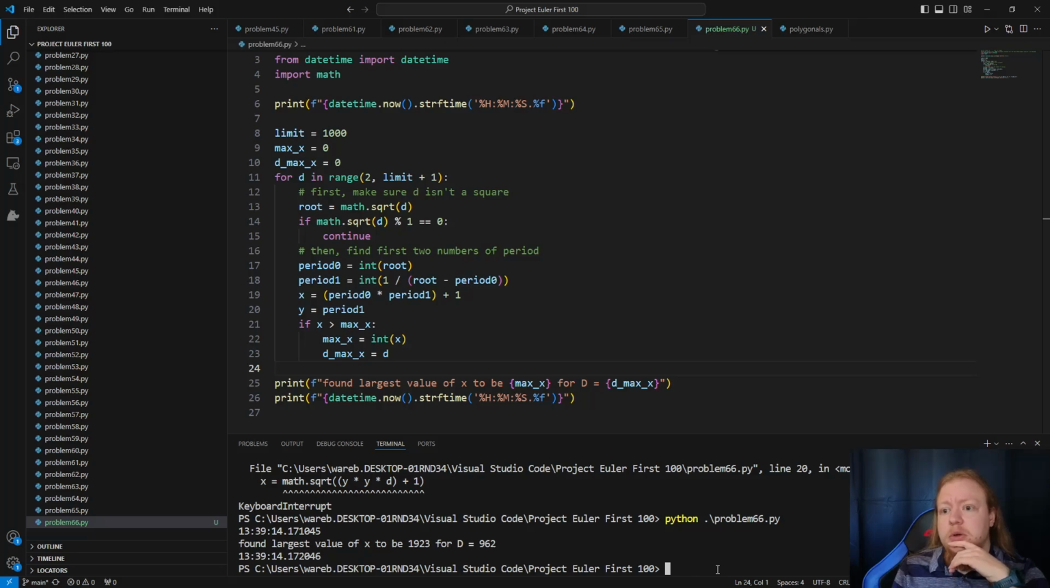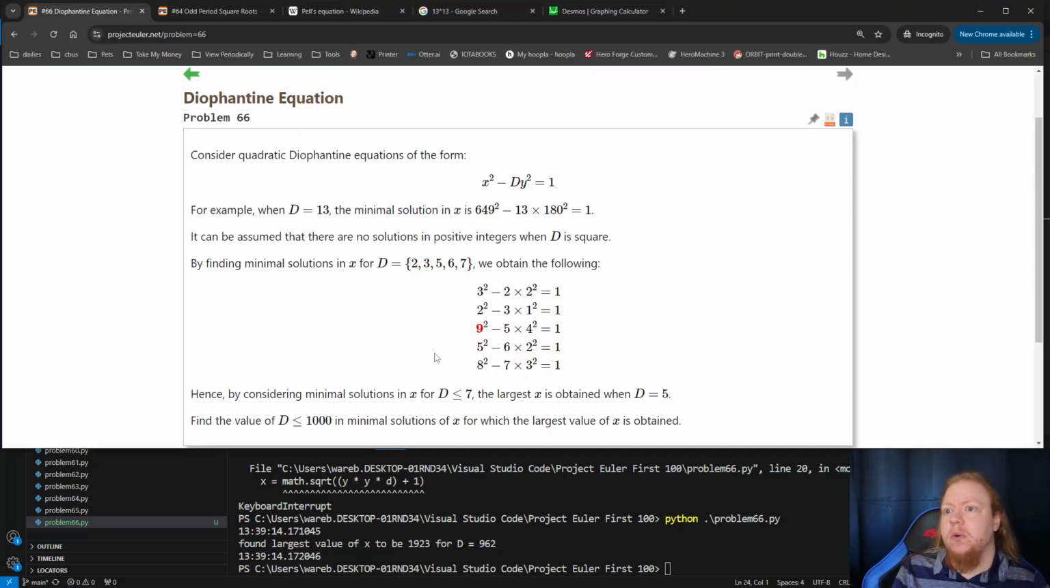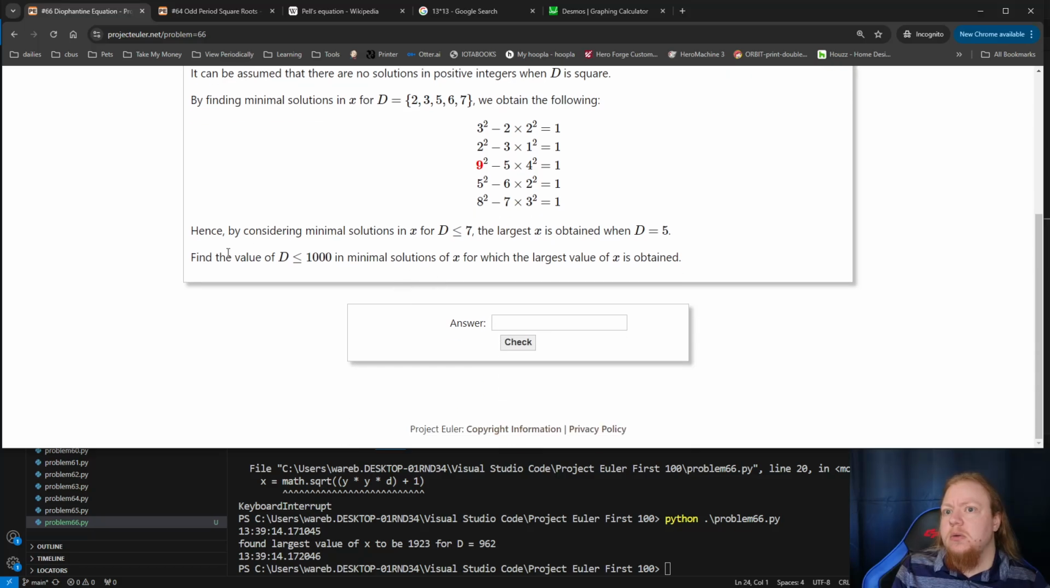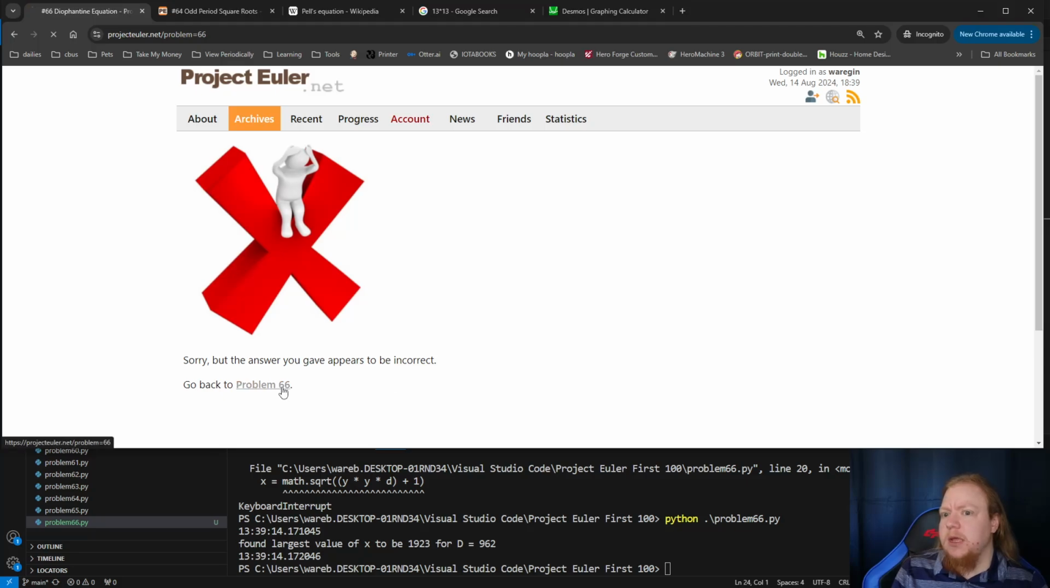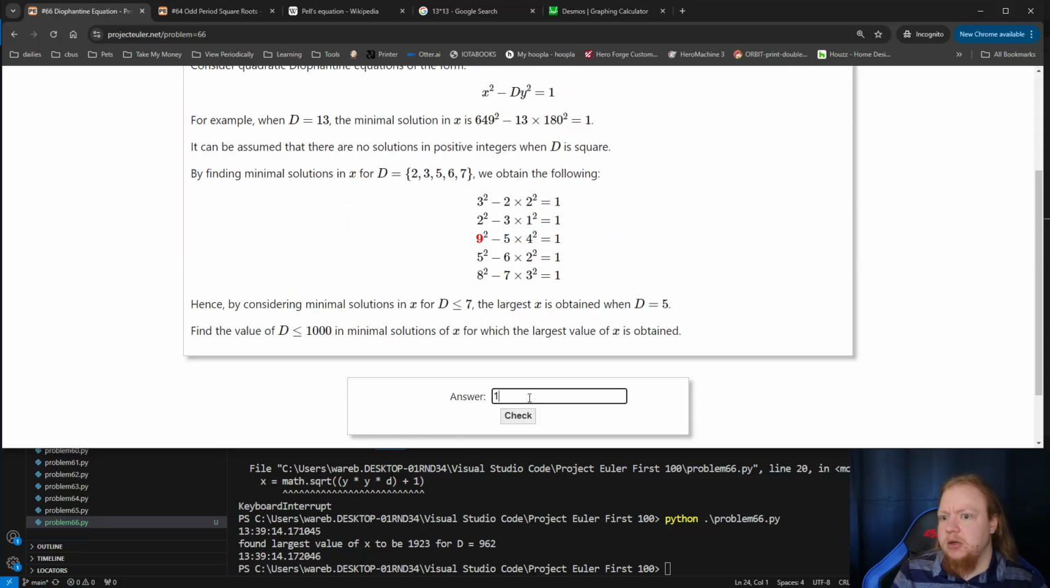Okay, so that ran practically instantly, and D is 962. Find the value of D. So I think that's the correct answer? Okay, nope. Let's check 1923.